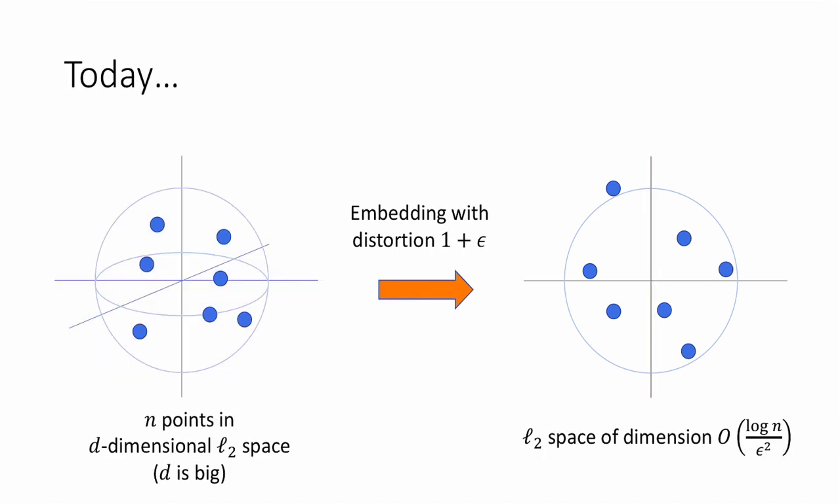Today, we'll focus on the case where our original n-point metric space lives in some high-dimensional L2 space. That is, we're going to start with n points in R^d with the L2 metric, and then we're going to embed them into a much smaller dimensional space of dimension about log n. By focusing on this special case, we'll be able to get distortion much better than big O log n. We'll actually be able to get distortion 1.1, or 1.01, or 1.001, or more generally, 1 plus epsilon for any small epsilon we like.